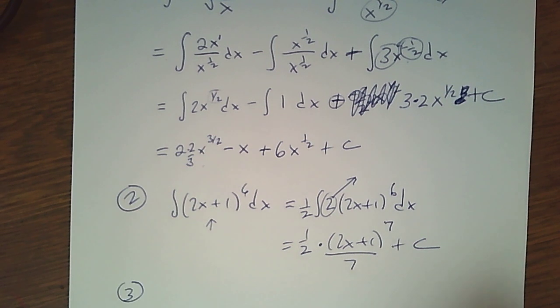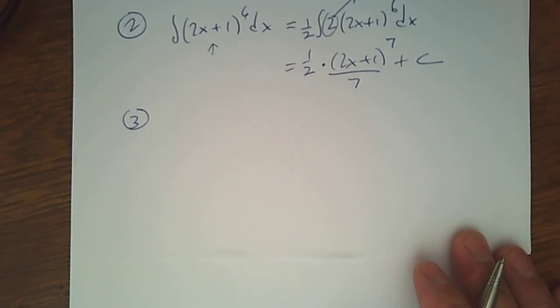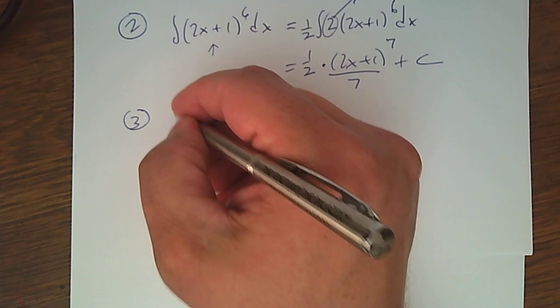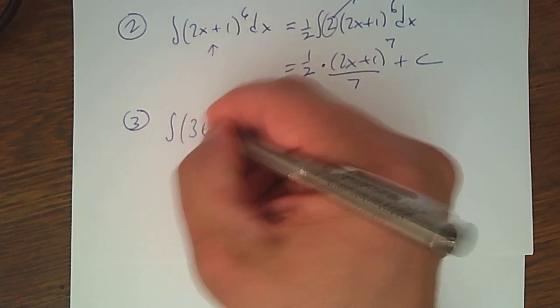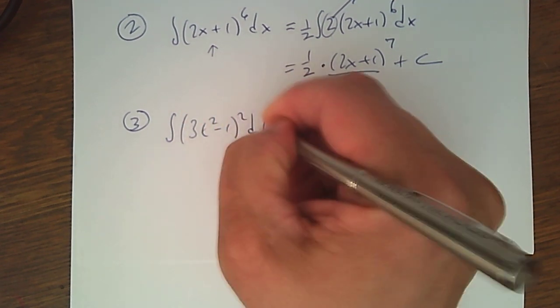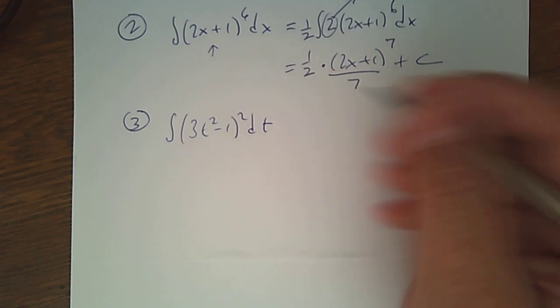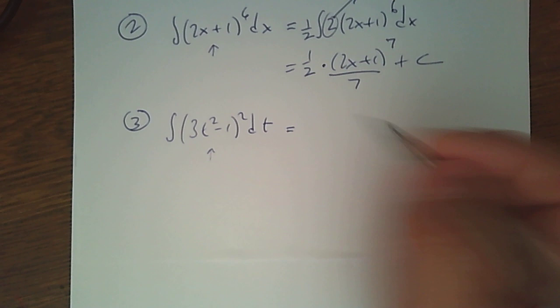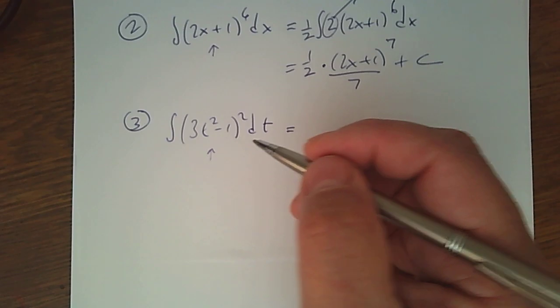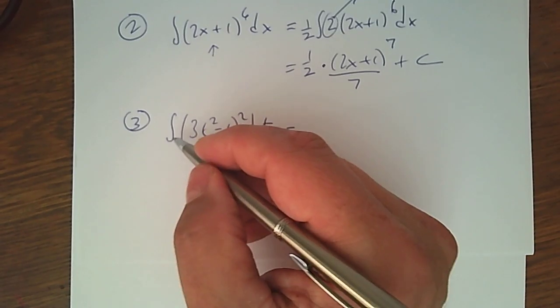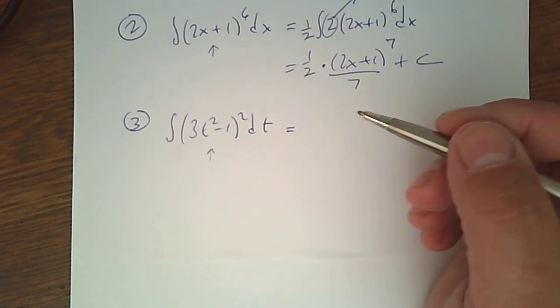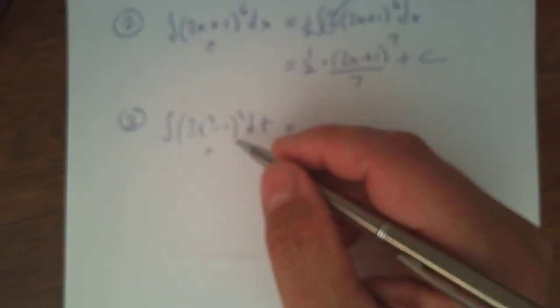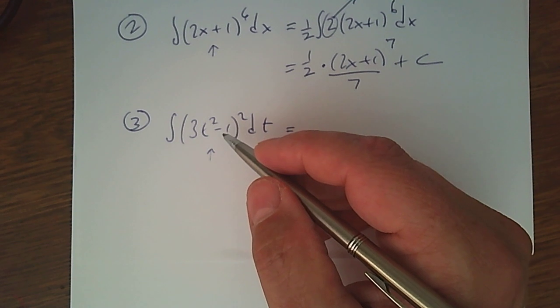Number 3. Move this up a little. All right, number 3. Where are we at? So we're integrating 3t squared subtract 1 squared dt. Now, for this example, if I take the derivative of the base for the hook, I get 6t. There is no like term in front where I could undo it with a fraction, so that's not the direction I can go.